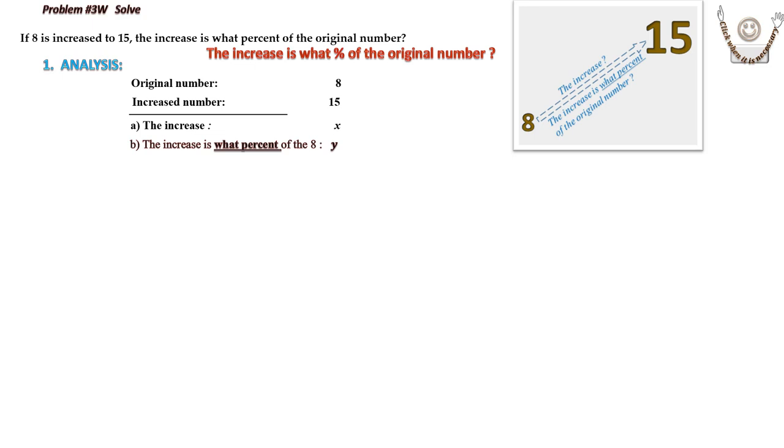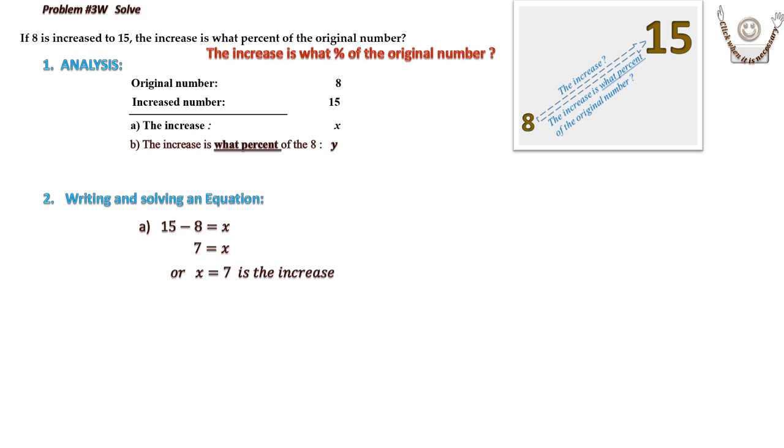So the first part, we have to write out an equation to find the increase. 15 minus 8 is x. So x is 7, and it's our increase. We answered the first part. Now, second part. The increase, in this case, is 7. 7 is what percent of 8?